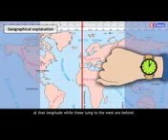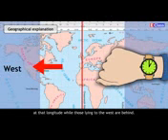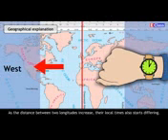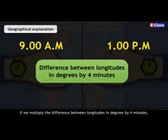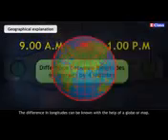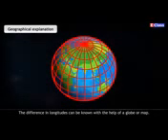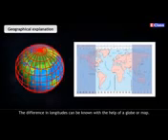Longitudes lying to the east of any longitude are ahead of the time at that longitude, while those lying to the west are behind. As the distance between two longitudes increases, their local time also starts differing. If we multiply the difference between longitudes in degrees by 4 minutes, then the difference in the respective local times can be calculated. The difference in longitude can be known with the help of a globe or map.